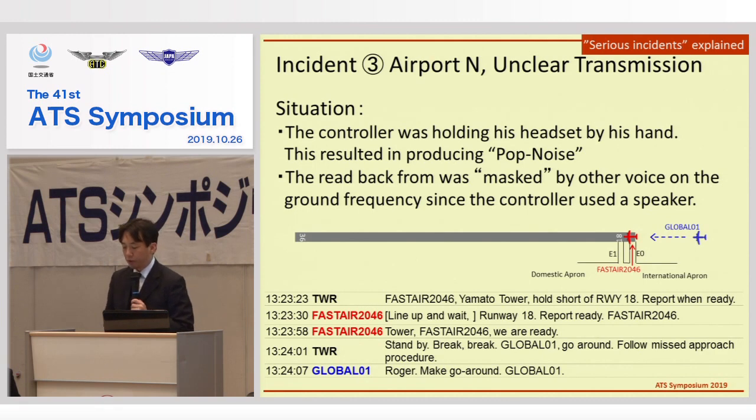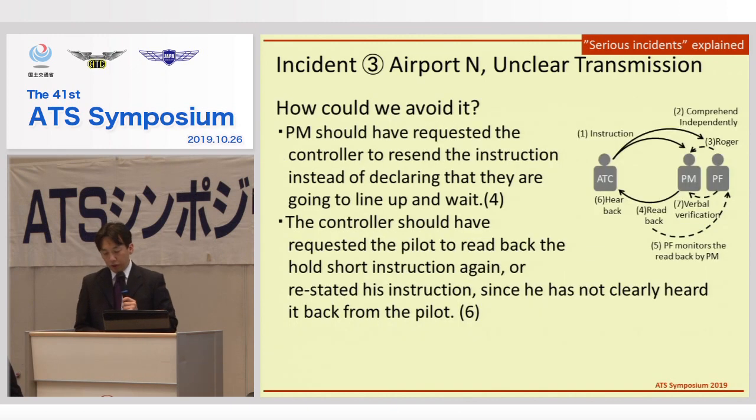The pilot monitoring should have confirmed or requested the controller to send the instruction again, instead of just saying he was lining up. The controller could not hear it back clearly, since the readback was masked by the voice from the other speaker. In that case, he should have requested the pilot to read back the instruction again, or he should have sent the whole short instruction again. So in this instance, step 4 and step 6 were not successfully performed.